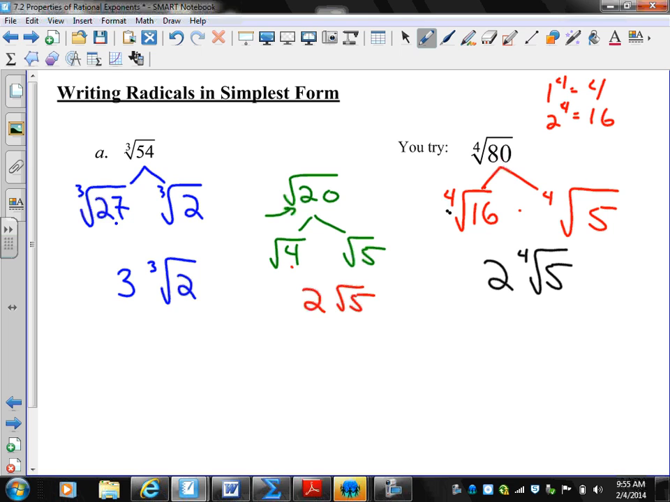So continue, watch the other video that I put online. It's going to pick up right where this one left off. And hopefully that's useful for us as we move on here using rational rules for exponents and for radicals.